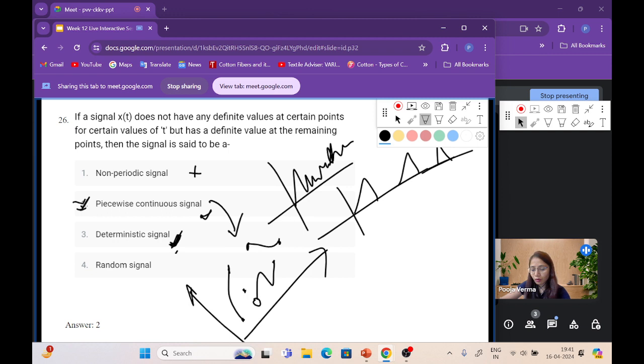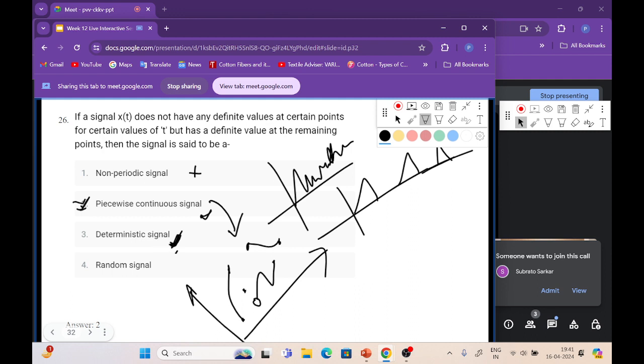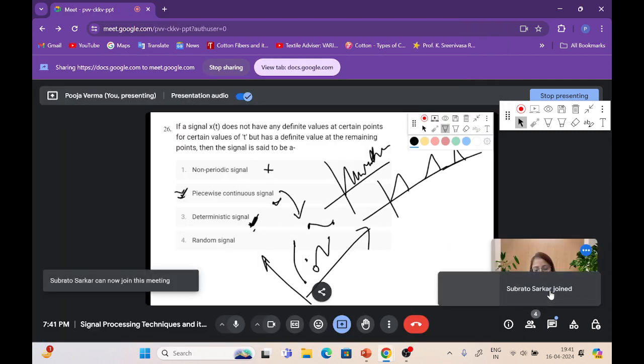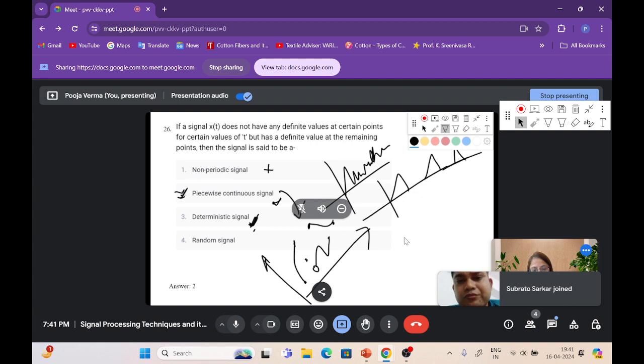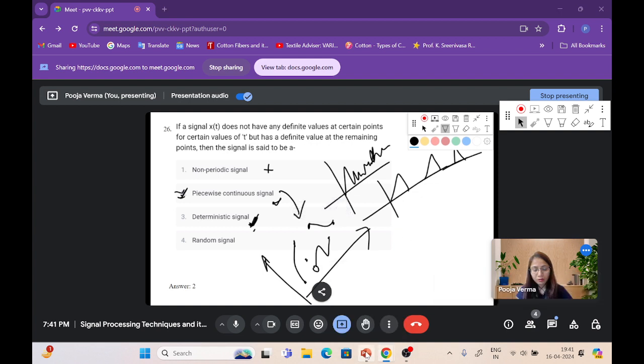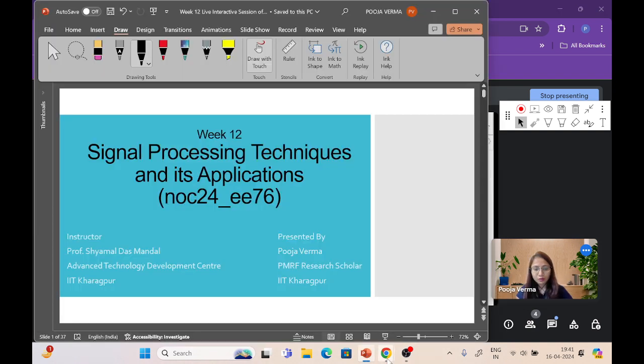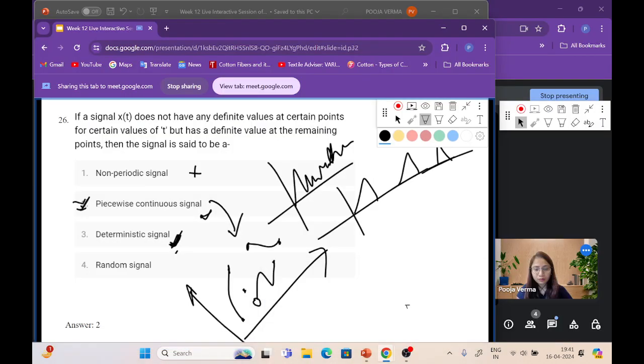Okay. And also know what a random signal is. A random signal is a stochastic signal characterized by, or it is like, a periodicity. Okay. So moving to the next question.